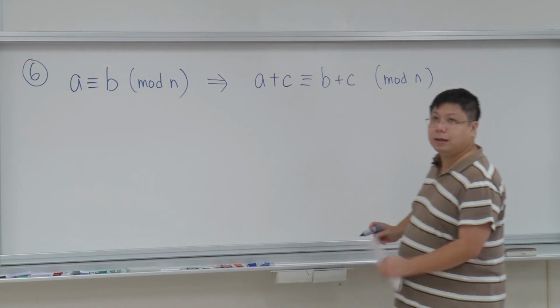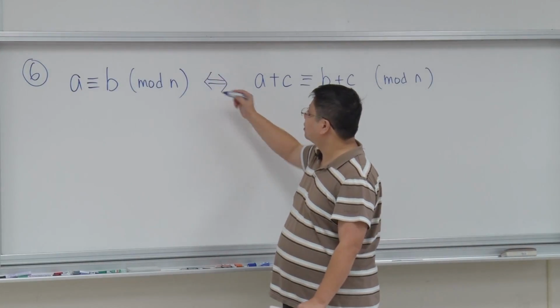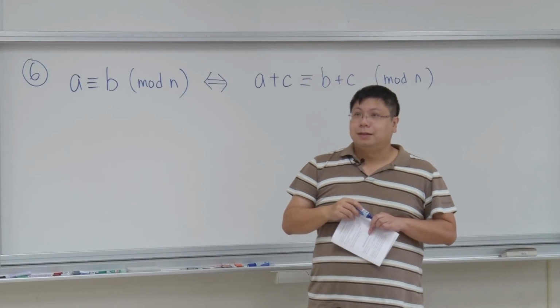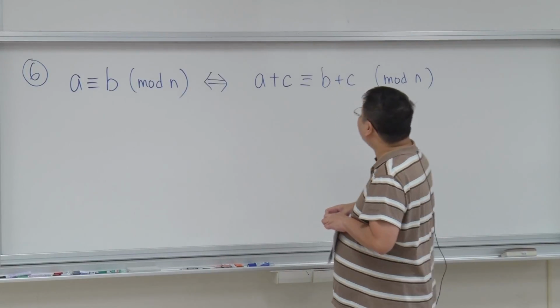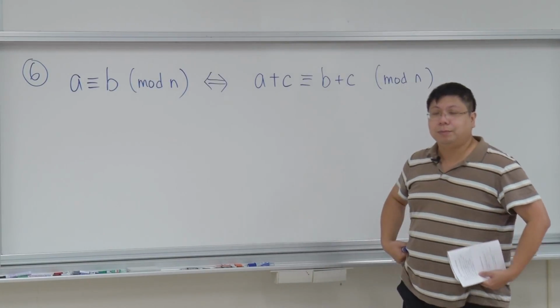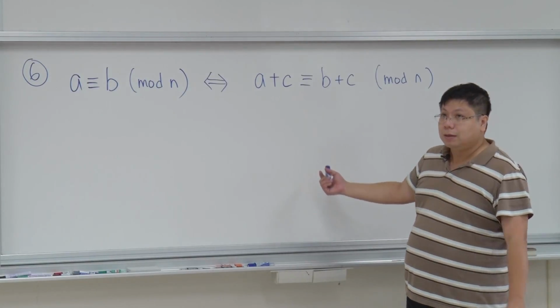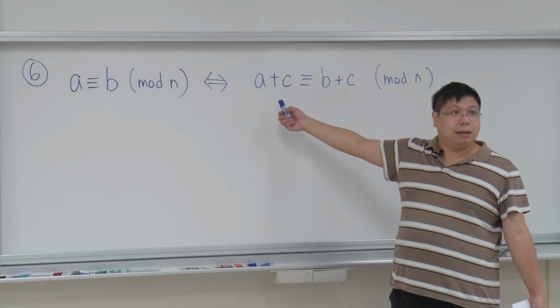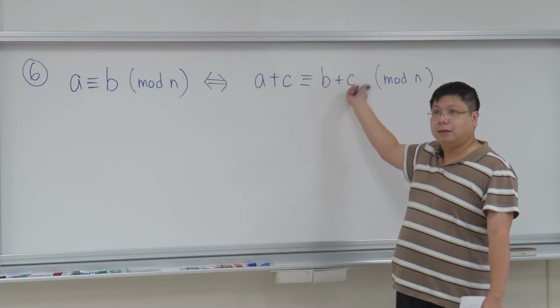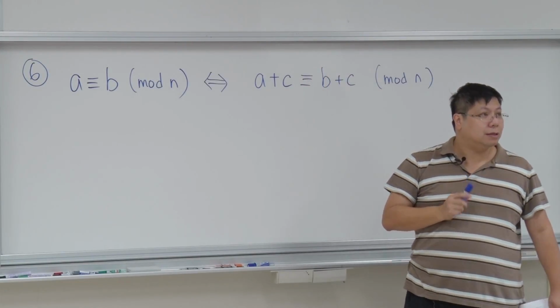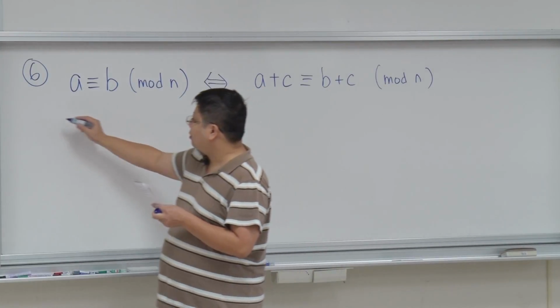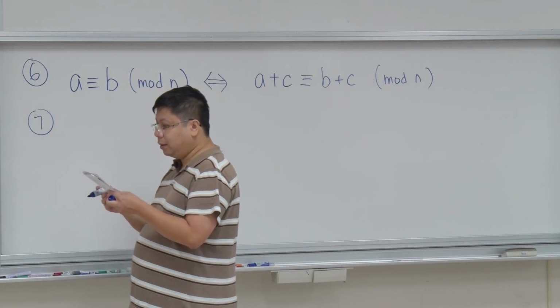Okay. And actually, this direction, you can go back. If you have A plus C is congruent to B plus C, then A must be the same as B. Why? So you add the number, let's call it minus C, on both sides. Then you cancel the plus C. You get A is equal to B. Is that okay? So this is okay.